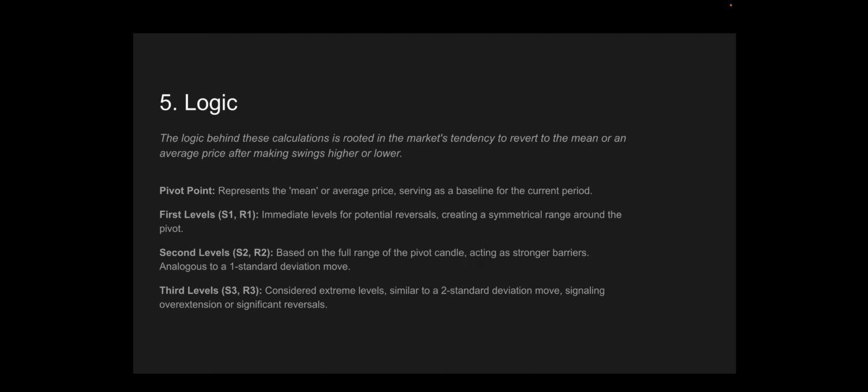So the S2 is the pivot point minus the full range of the pivot candle. The R2 is the pivot point plus the full range of the pivot candle. And the S3 and the R3 is the same thing, just times 2. Right? So it's 2 ranges away.